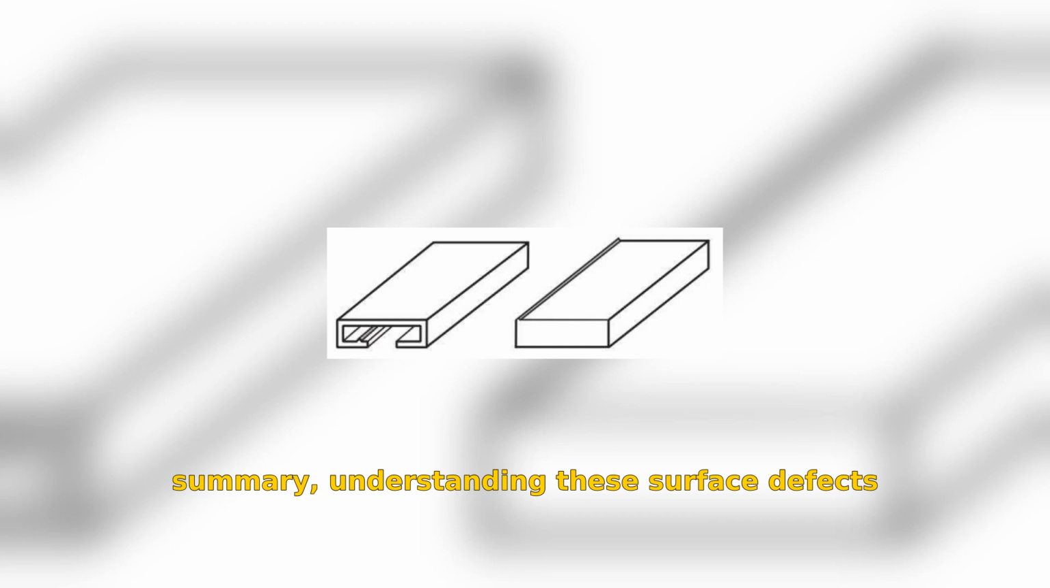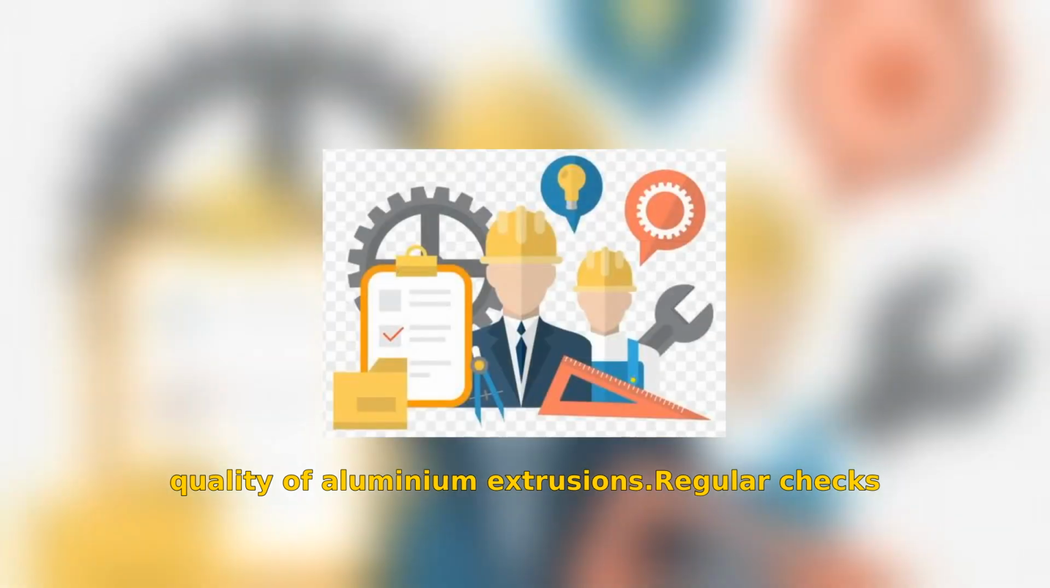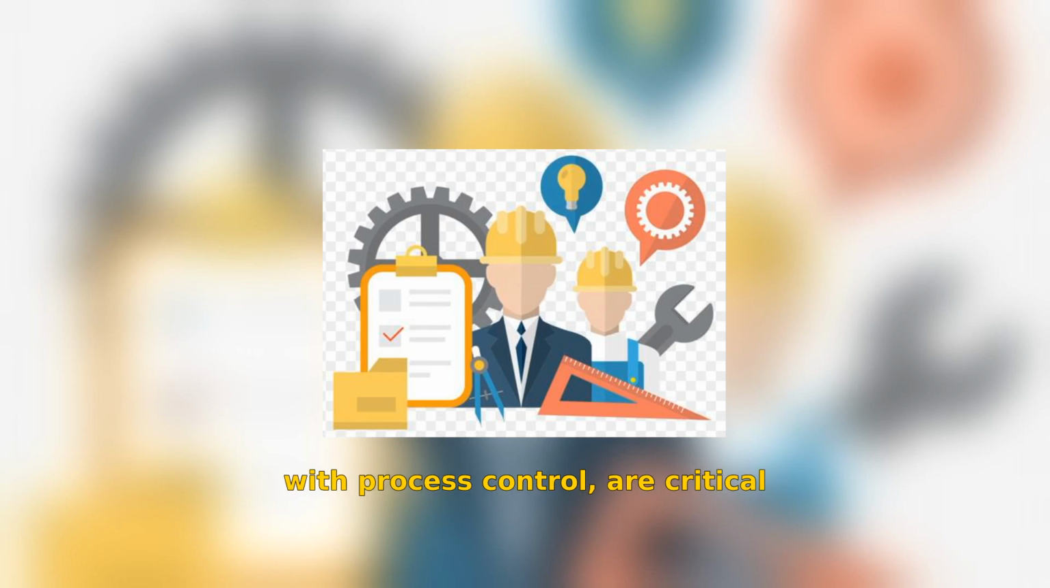In summary, understanding these surface defects is crucial for ensuring the quality of aluminium extrusions. Regular checks and maintenance of equipment, along with process control, are critical to minimize these defects.